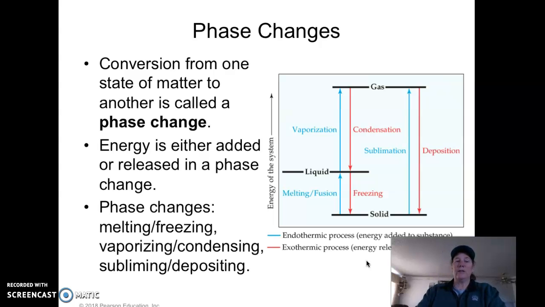Okay, and here's our phase changes I already went through. We have melting and freezing occurs at the same temperature, vaporization and condensation, and then you have these two, sublimation and deposition. Those are where you go from a solid to a gas or a gas to a solid. Okay, those don't happen with every substance, but these do.